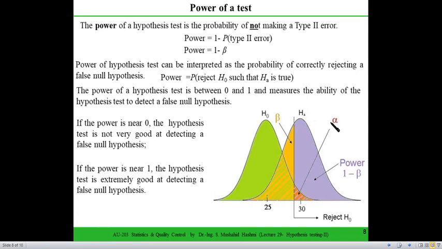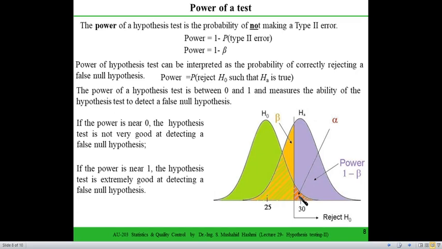Type 1 error is rejecting the null hypothesis when it is true. So it means you reject H naught. This area represents the probability that you are going to reject H naught. Your H naught is that your mean is 25, but if it is greater than 25, you are going to reject your null hypothesis. So this alpha area represents the probability that you are going to reject your null hypothesis.